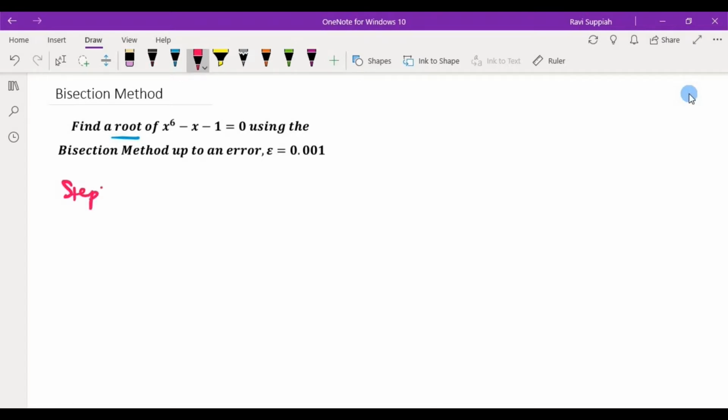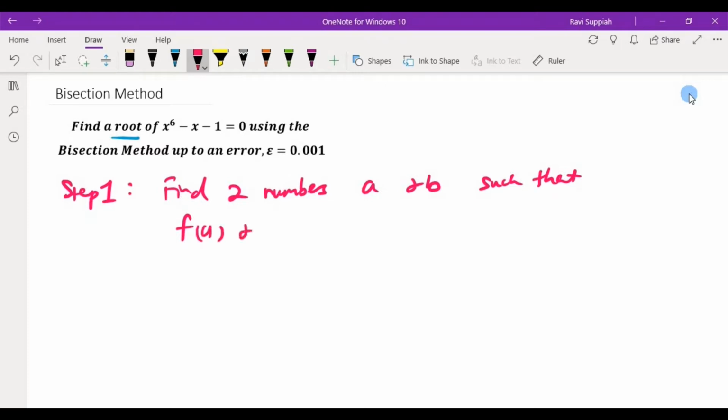Step 1 requires us to find two numbers, a and b, such that f of a and f of b give different signs in terms of the answer.